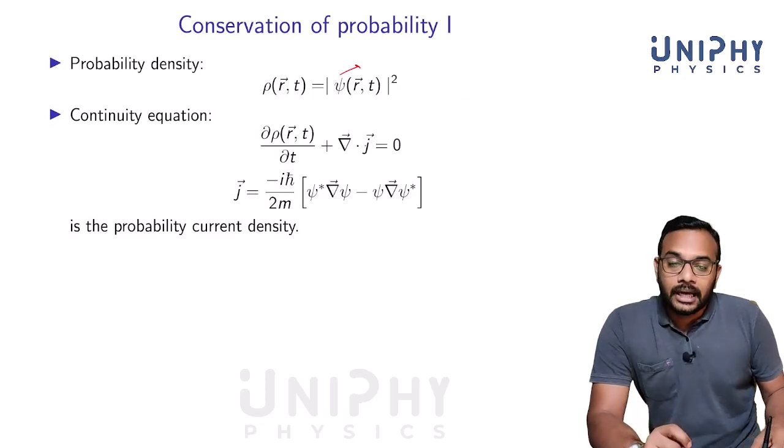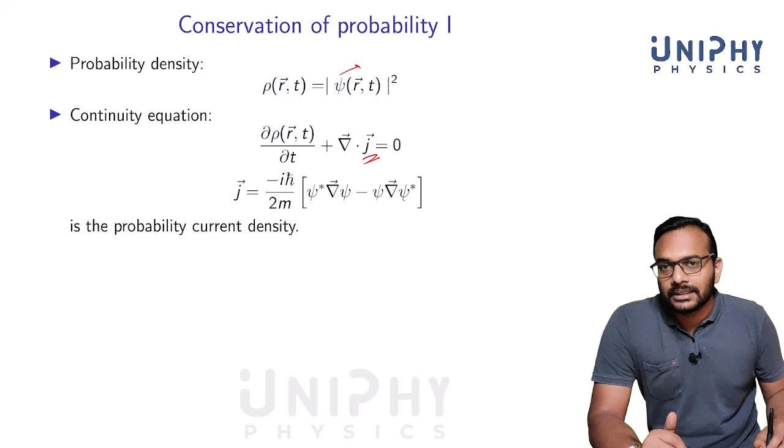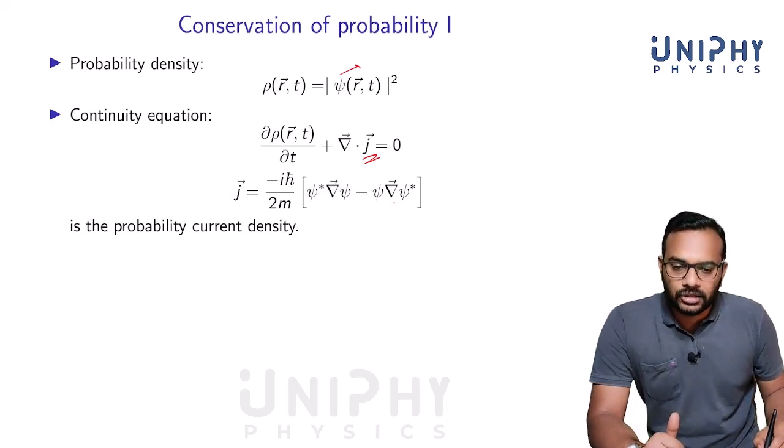All right. And what is this j vector here? It is minus i h cross by 2m, psi star del vector psi minus psi del vector psi star. Okay, you can write this in different forms. We'll be using this particular form to do problems.